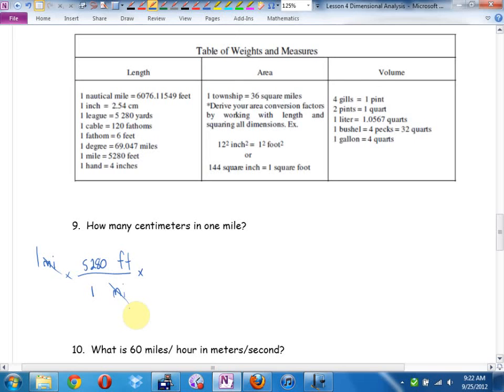A fathom, actually, is a unit they use to measure water depth. Do I have anything that relates feet to centimeters? Nope. Do I have anything that has centimeters there at all?